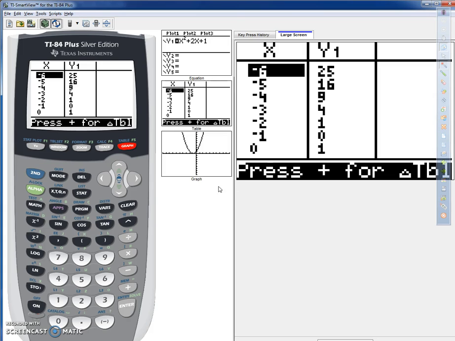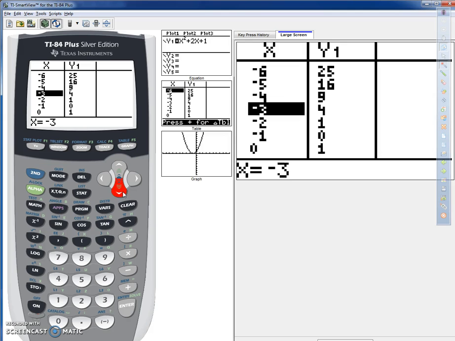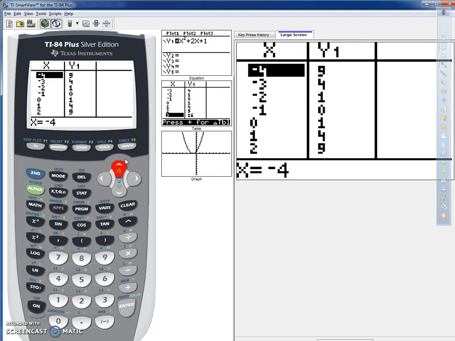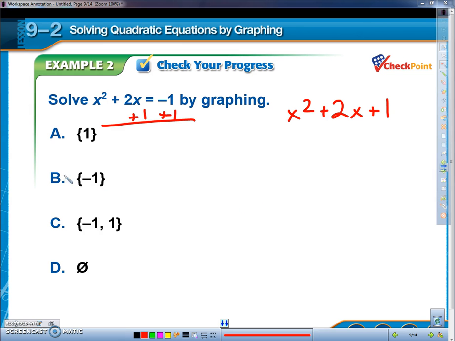-1, and this is what I wanted you to see. Look at the balance on either side of the axis of symmetry. You've got a 0, you've got 1s, you've got 4s, and then if you went out more, you had 9s and 16. So it keeps working. So x is going to be -1.